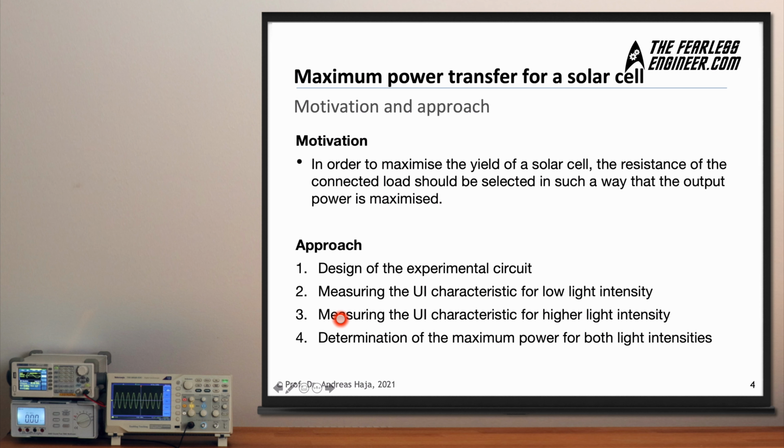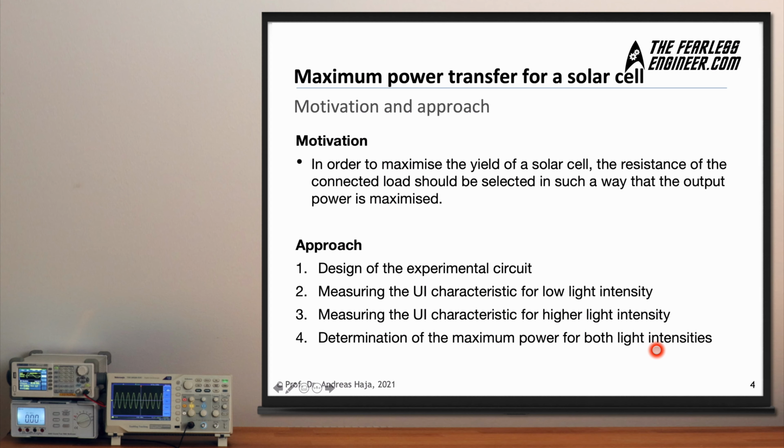The approach consists of 4 steps. The first is to design the actual experimental circuit. Take a look at how we connect the various devices to each other. Secondly, we want to measure the current voltage characteristic for low light intensity. There's a light shining on the solar cell, and this has a low light setting. Then we do the same again, the voltage current characteristic for a higher light setting. And lastly, we're going to determine the maximum power for both light intensities. We're going to look if there is a peak in the power production of this solar cell for a certain load resistance.